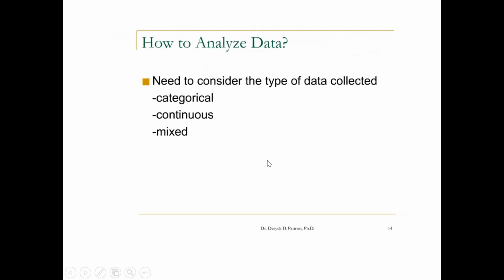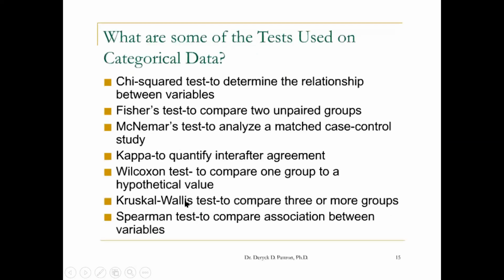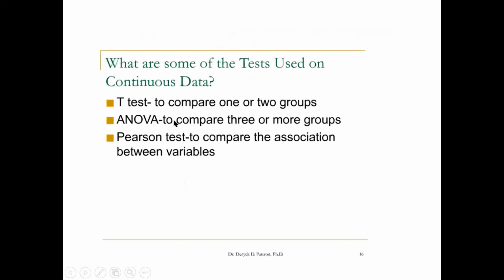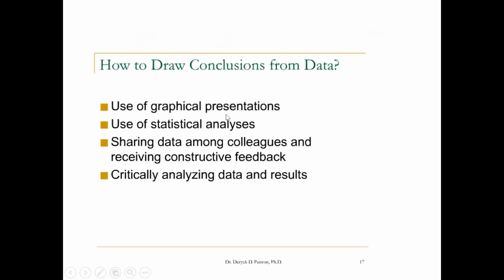Needs to consider the type of data collected. If you're going to see as per text, these are the different types of tests used on different data. The test used on continuous data is ANOVA, I said in the previous slide, or also two-way ANOVA, one-way ANOVA also you can use. Draw conclusions from data, use of graphical presentation, statistical.